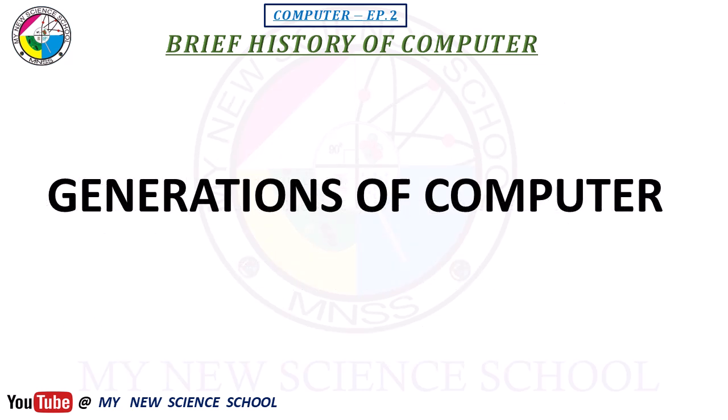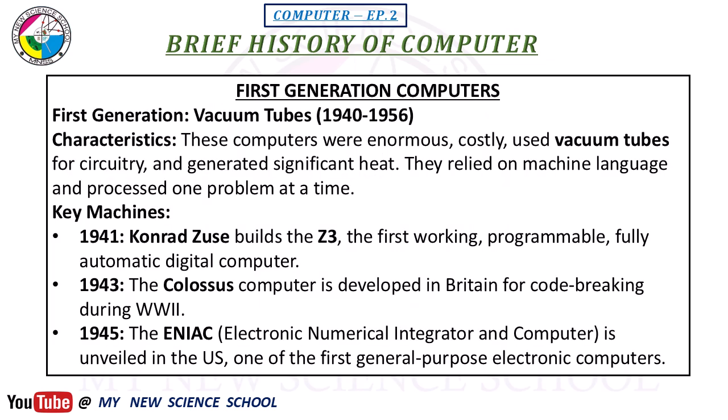Along the course, we have different generations of computers based on the new technology that evolved. Let's start with first generation computers. The technology there was the vacuum tube, dated 1940 to 1955. The characteristics of these computers include that they were very big, they used vacuum tubes for their circuitry, and they generated significant heat.